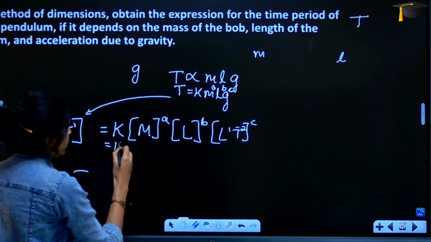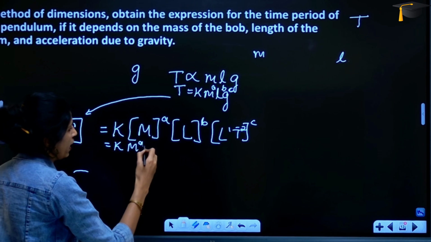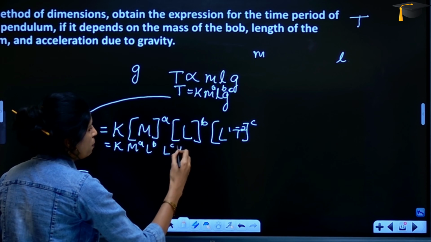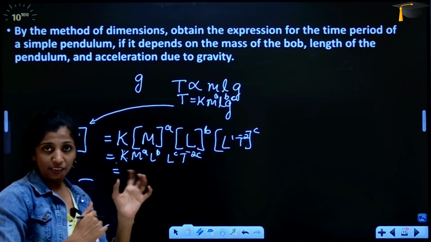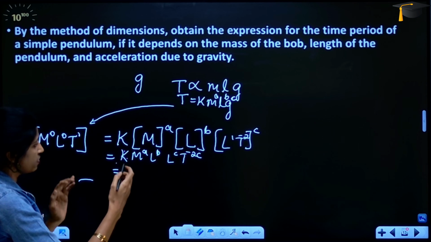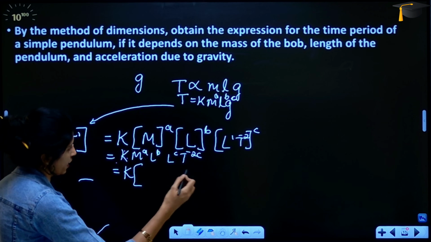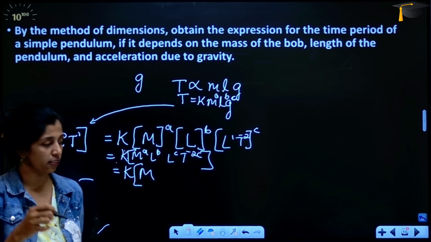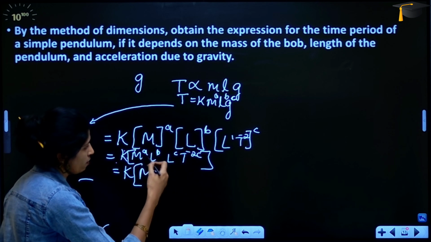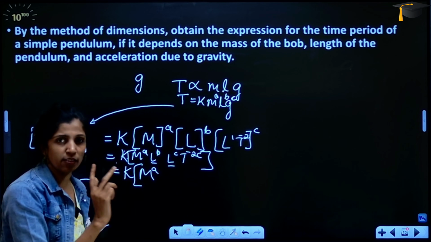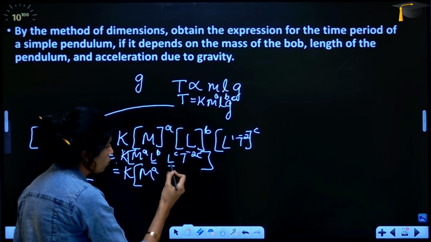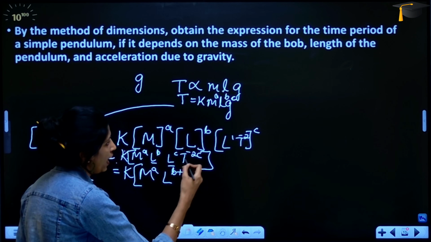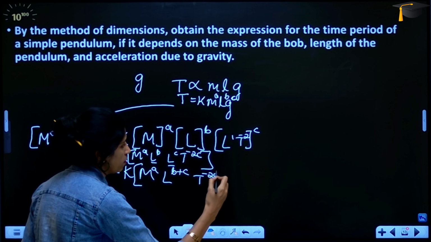Now moving to this, just take the powers: M power a, L power b, again L power 1 power c is c, and T power minus 2c. To equate LHS and RHS, we'll take one particular M, L, T. Whenever you are writing the dimensional formula, the brackets are very important. Now M power a, there's only one M. Since we have L power b and L power c, we'll multiply those two. How to multiply the powers? L power b into L power c will be L power b plus c, and then T power minus 2c. Directly you can write this.